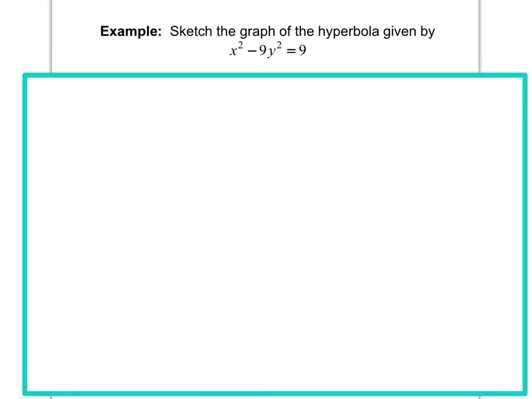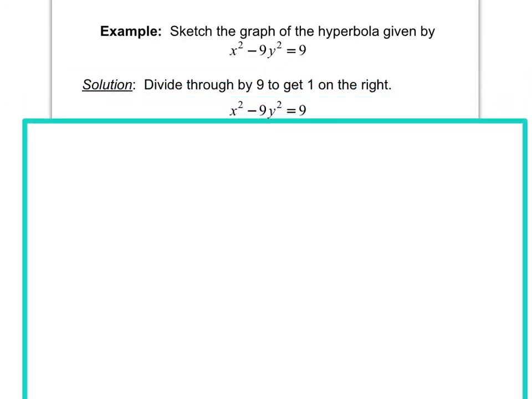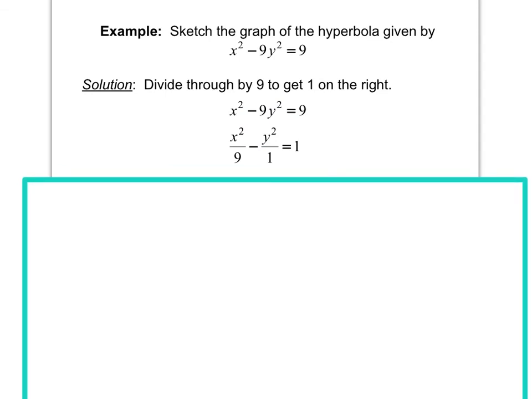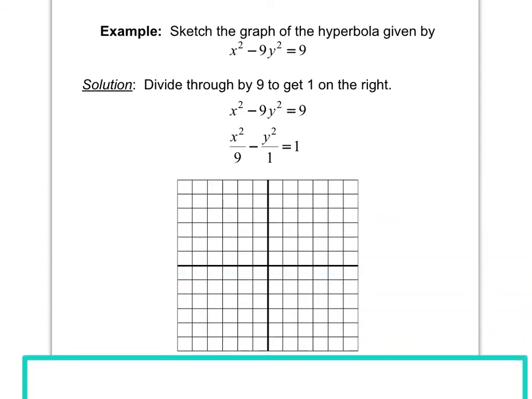Here's an equation of a hyperbola that's not in the standard form. Remember that for both ellipses and hyperbolas, this number must be a 1. So in order to get this in the right format, we're going to need to divide all the way through by 9 in order to get that 1. So when I do that, I end up with this as my equation, and now let's graph it.